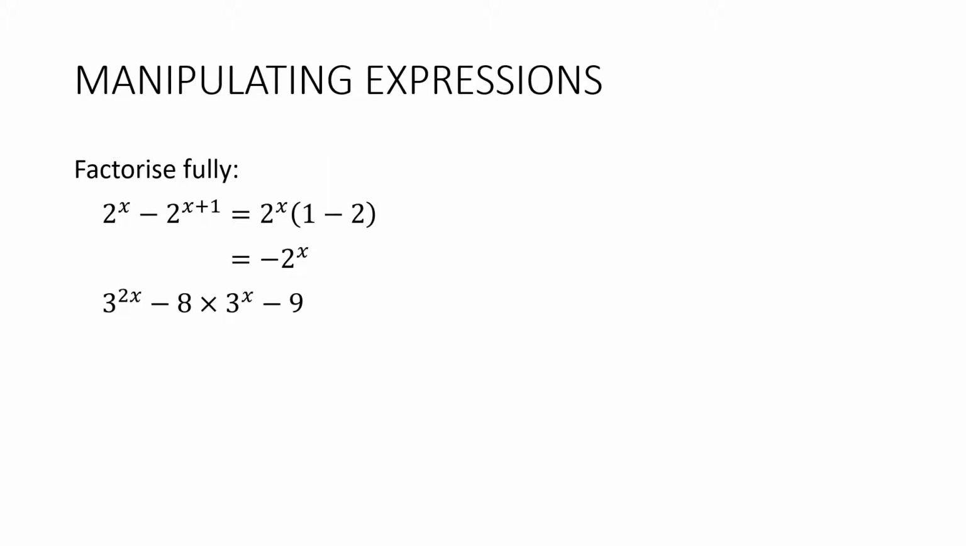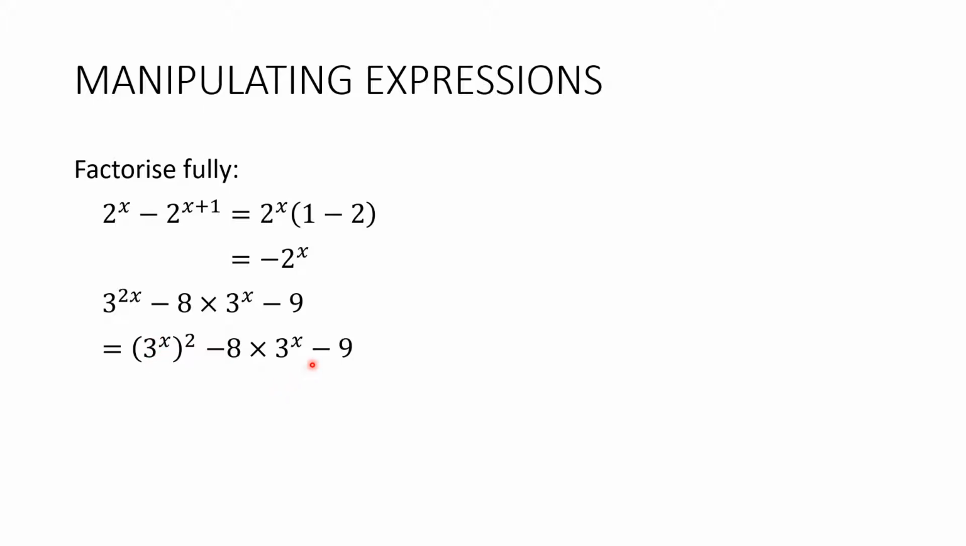Okay, here's a rather complicated one. It's a quadratic. It doesn't look like a quadratic, does it? Here I've got 3 to the 2x, and here I've got a 3 to the x. But the trick to these ones is realizing this is 3 to the x all squared. So let's rewrite that. So can you see I've got sort of like an x squared minus 8x minus 9 sort of thing? So I can just pretend this is just an x and factorize it into two brackets.